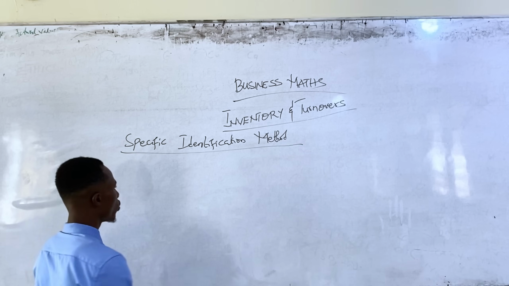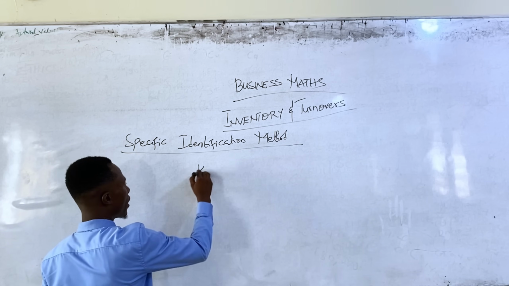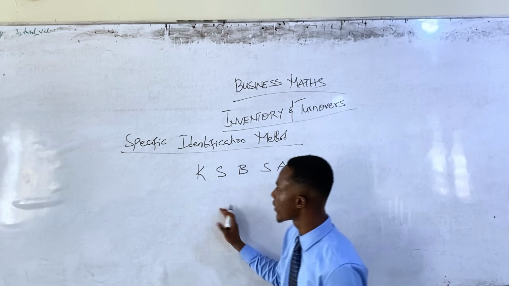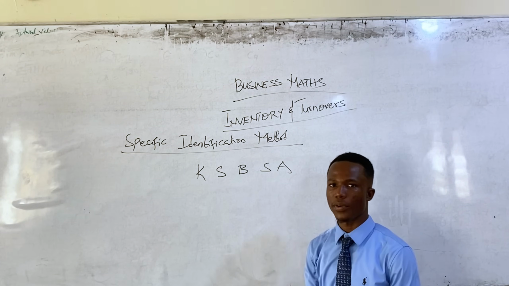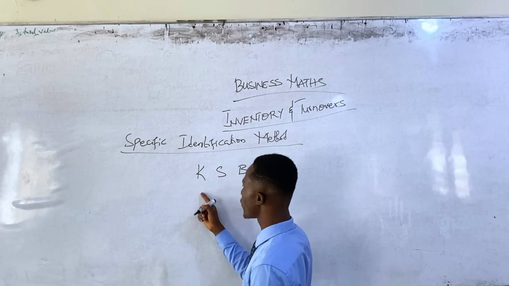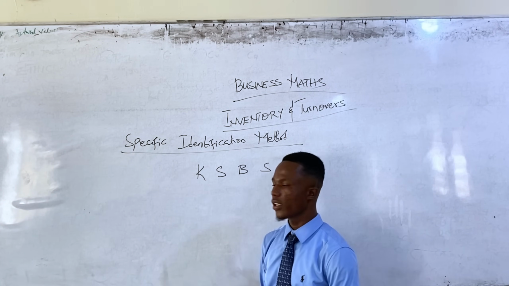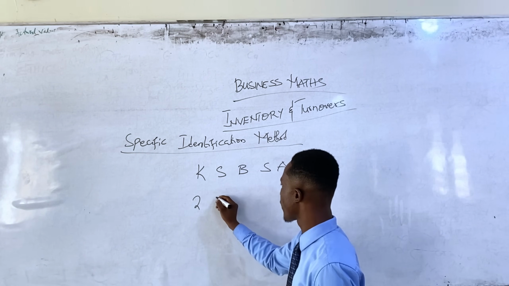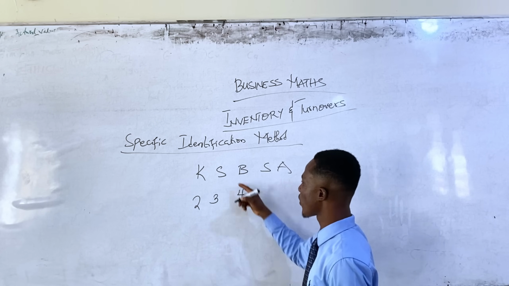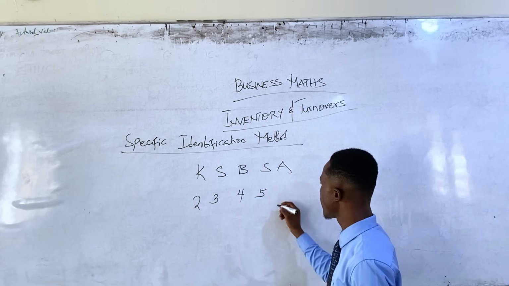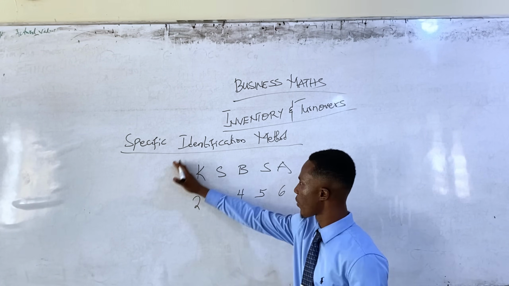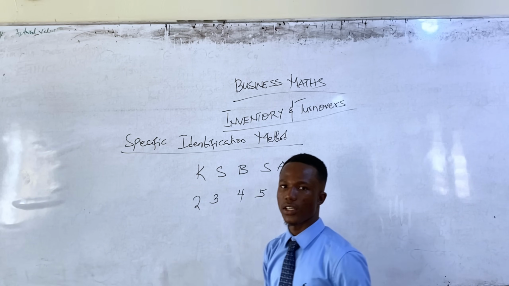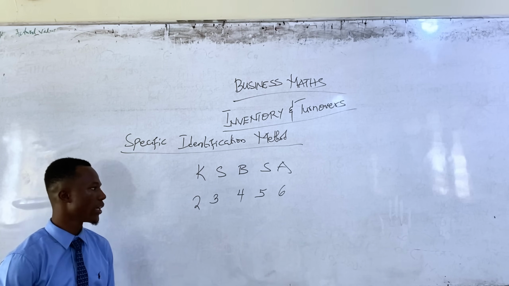For example, they can give you KSBSA, right? KSBSA means K University School of Business Students Association. With this, they can say if you see any product labeled K, it means that product has a value of 2. If you see a product labeled S, it has a value of 3. B, 4. If you see another S, it means it is 5. If you see A, it is 6. So these are an identification, right, to these letters. And so when we say specific identification method, this is what we mean.